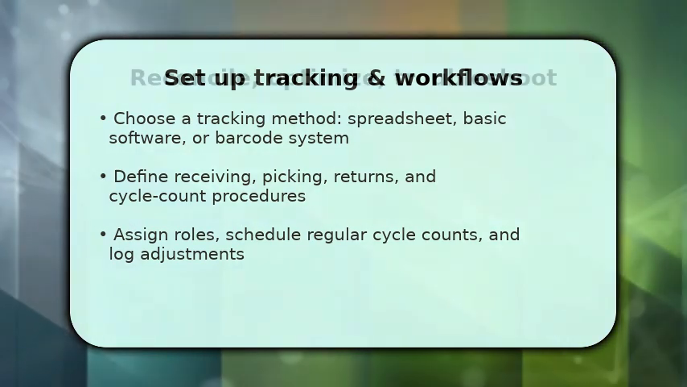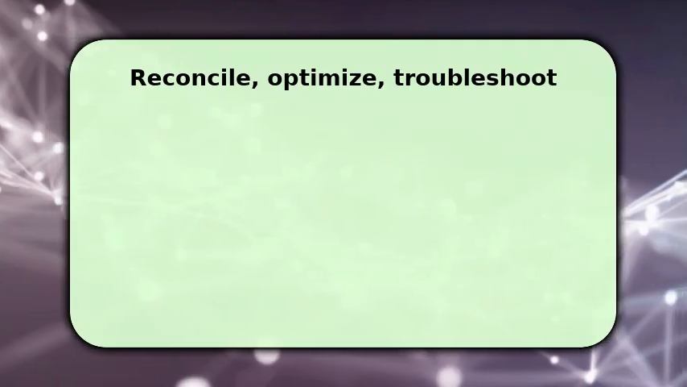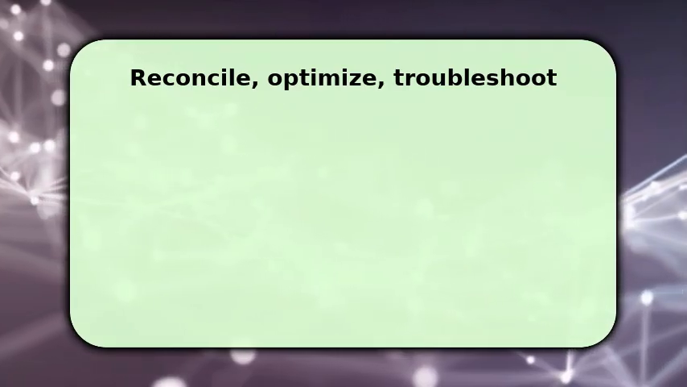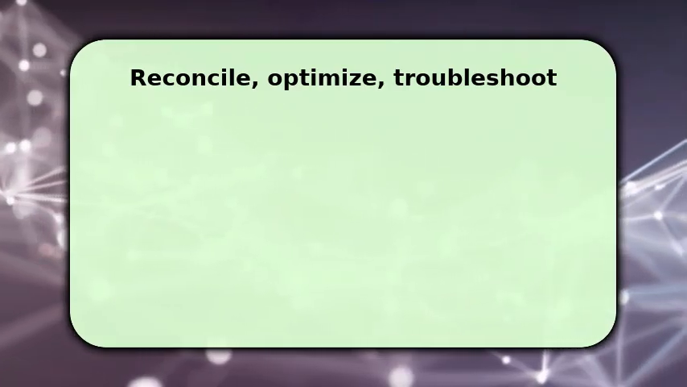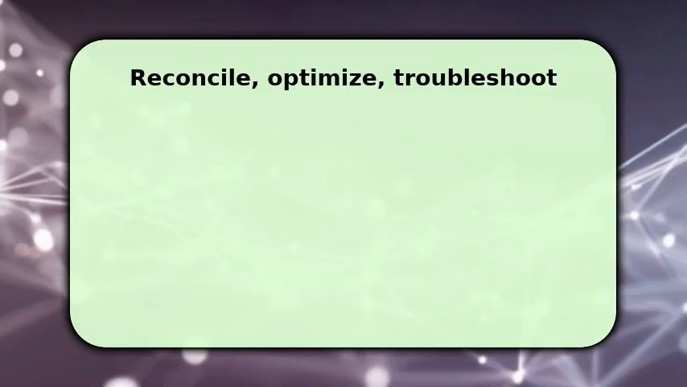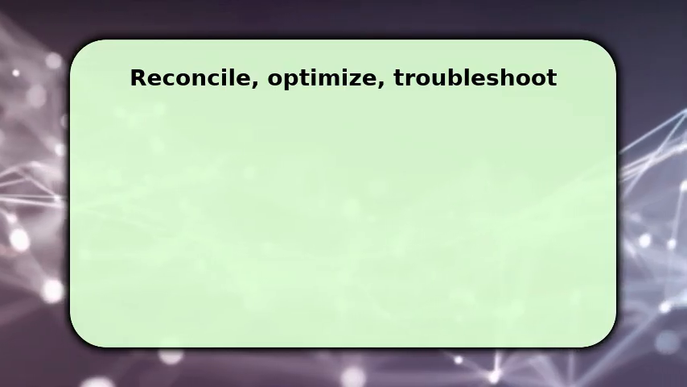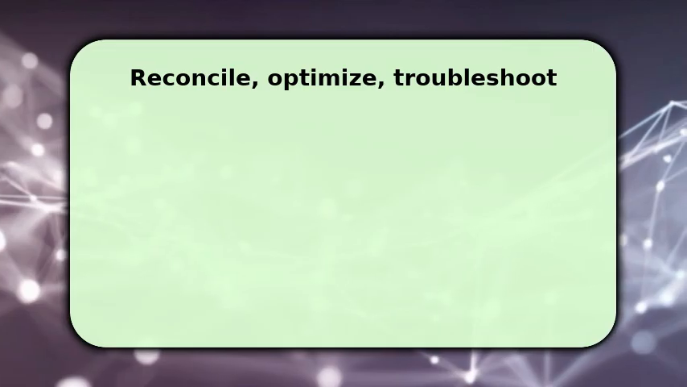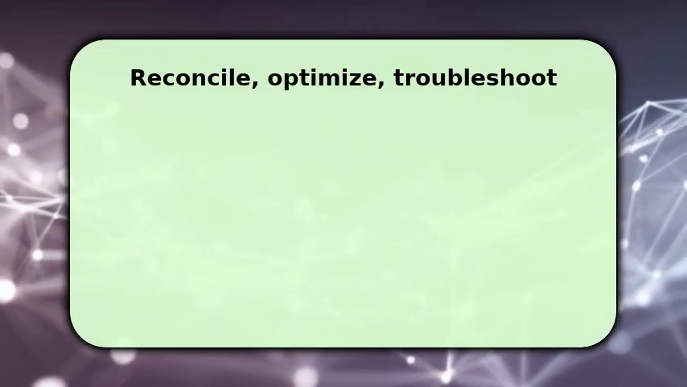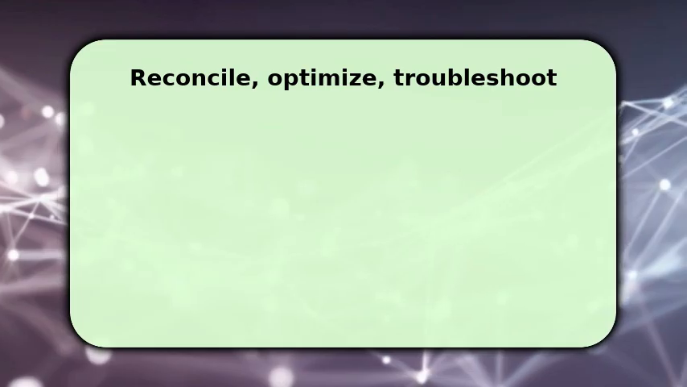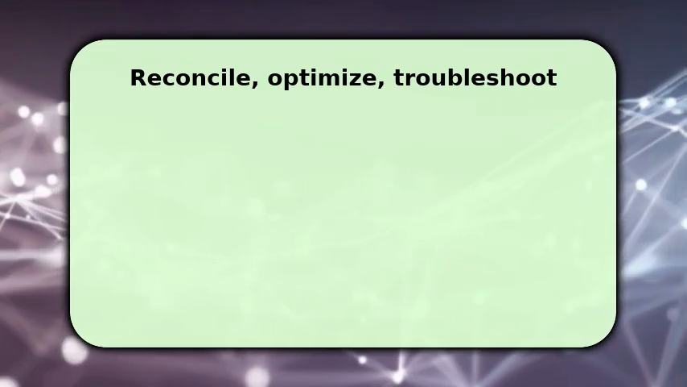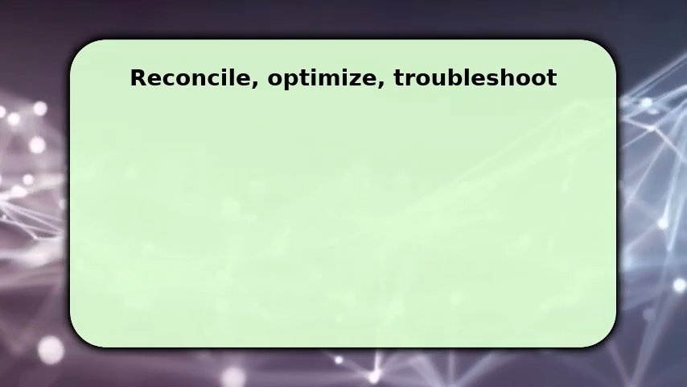finish by reconciling and optimizing. Run weekly or monthly reports and investigate variances that exceed your threshold, such as 2% or $100. Use ABC analysis to focus reorder and storage on the items that drive most value, and reduce slow-moving stock through promotions or returns. If numbers still don't match, troubleshoot methodically.